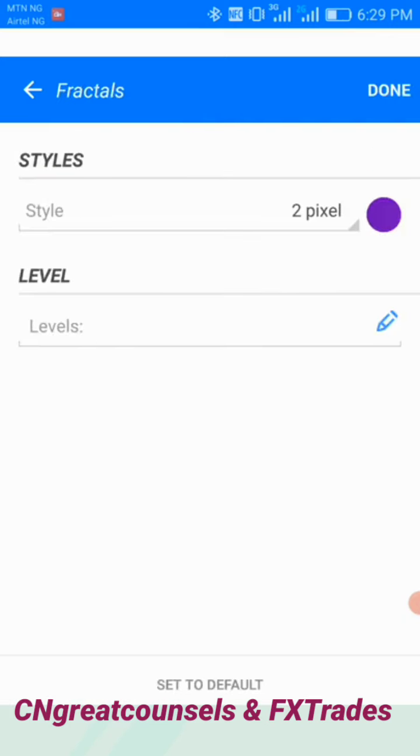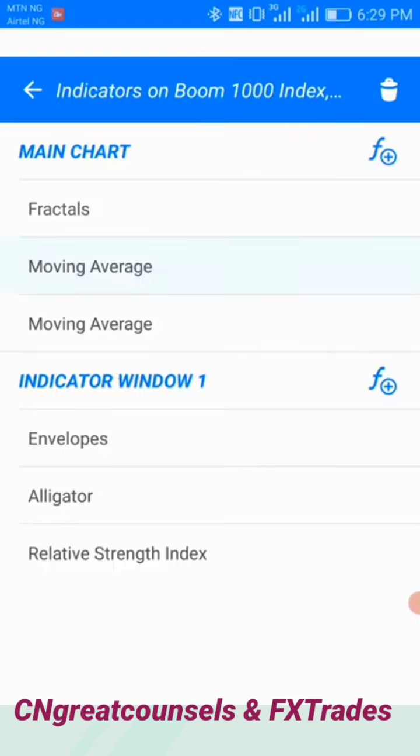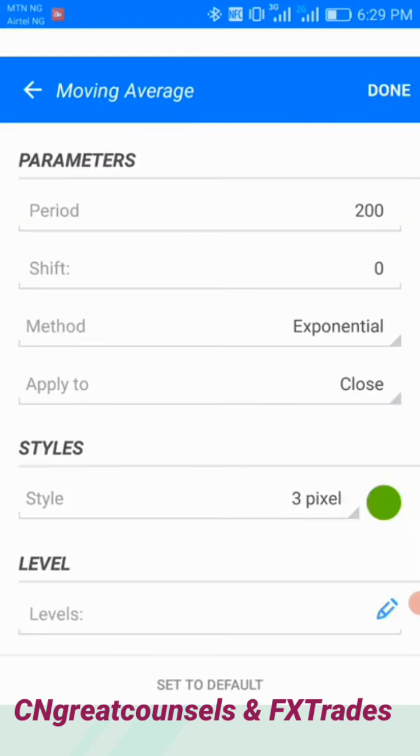Of course, normally I use fractals on my chart, in case I want to trade on higher time frames. This is the parameter of the fractals. Then you click down, then the first moving average is the moving average period 200. The shift is 0, method is exponential, you apply it to close. The style is 3 pixels. Color is this green color, but you can use any color of your choice that will suit you best.